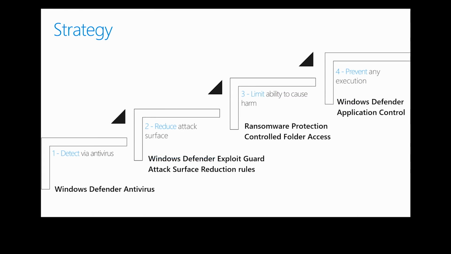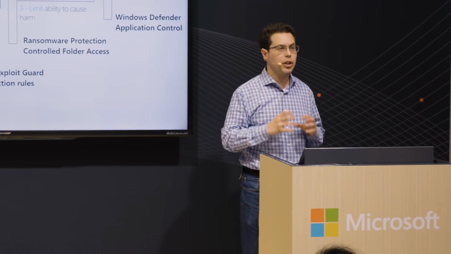So those are the 4 layers of protection, right? We start with Windows Defender Antivirus, then Windows Defender Exploit Guard attack surface reduction rules, ransomware protection through controlled folder access, and finally Windows Defender Application Control to make sure that you are fully protected from all directions around ransomware.